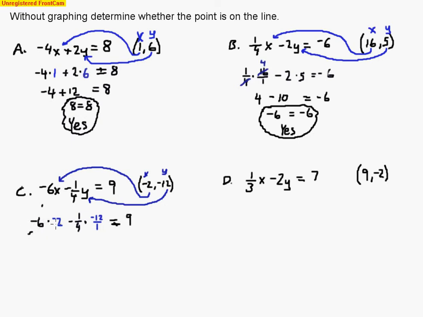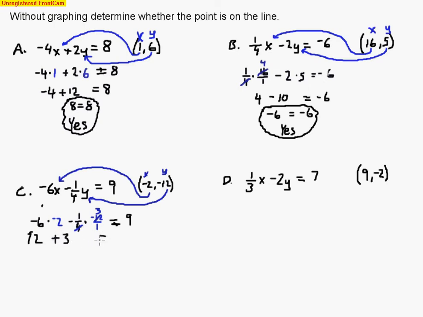Negative 6 times negative 2 does make positive 12. And here, careful on this. This is where I see a lot of errors when people do this problem. See, we have to multiply negative 1/4 times negative 12. So the 4 is going to go into the 12 3 times, but we still have the 2 negatives. So what's a negative times a negative make? Well, hopefully you said it right. It makes a positive. So it's not minus 3, it's plus 3.